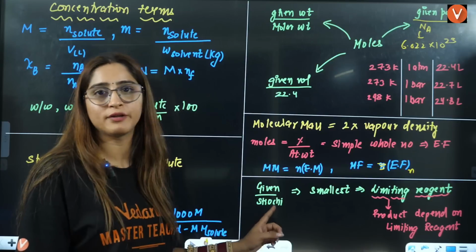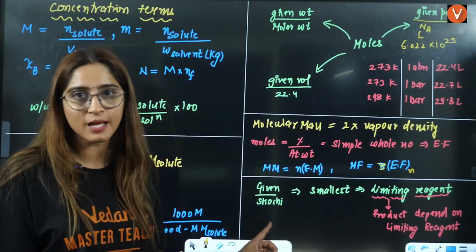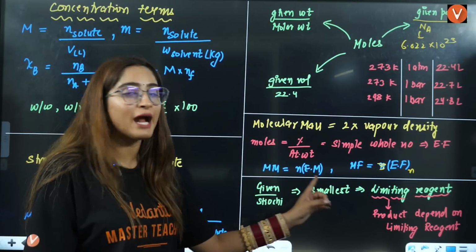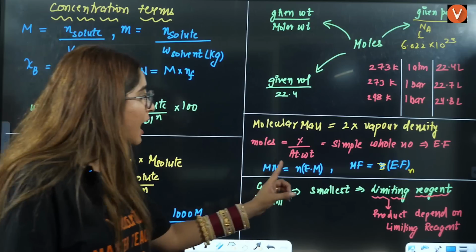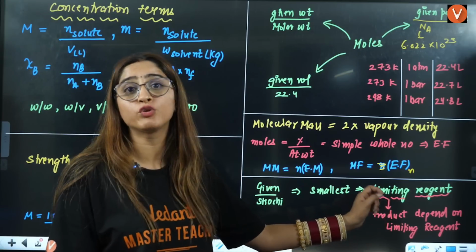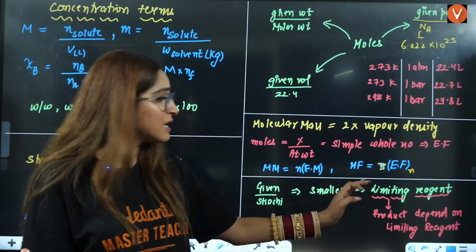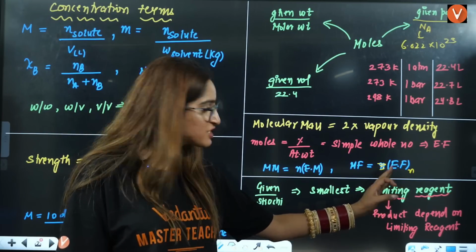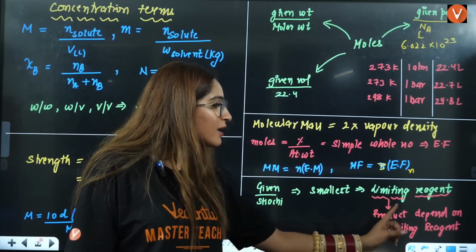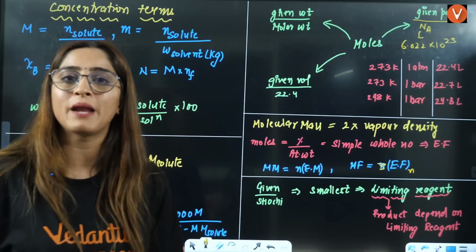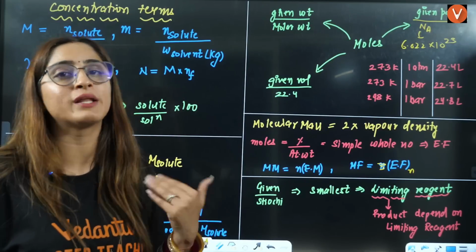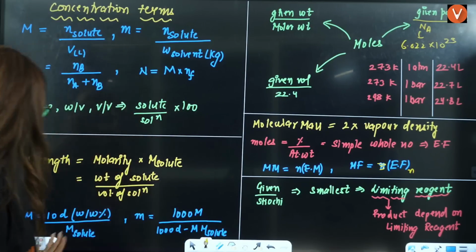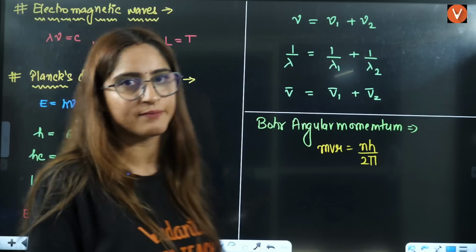Then divide by stoichiometry. Stoichiometry will be from the balanced chemical equation. Then from that you find out the smallest number, and the smallest number is going to give you the limiting reagent here. Right? Once you know the limiting reagent, directly you can say that the product depends on the limiting reagent. You apply the unitary method and you will get the answer for the limiting reagent, product, everything there.